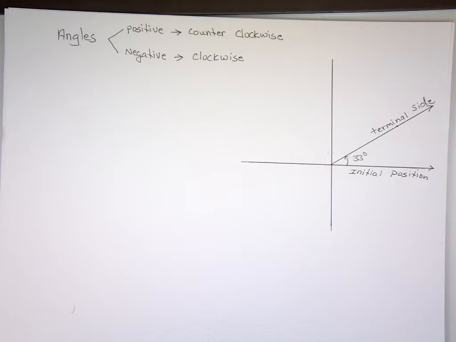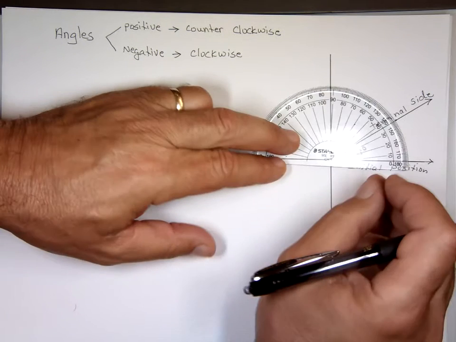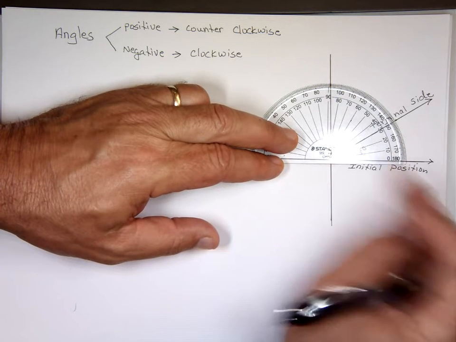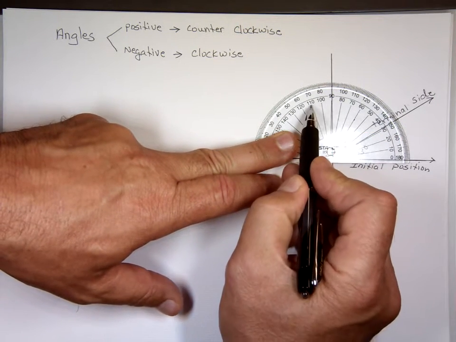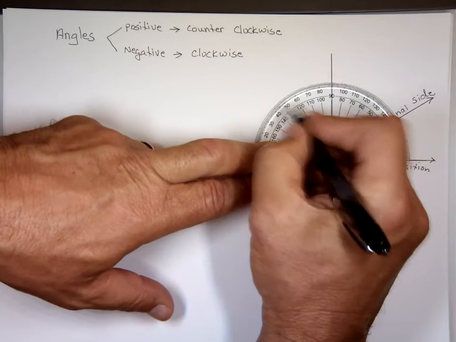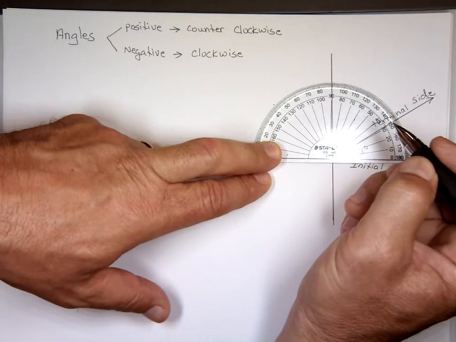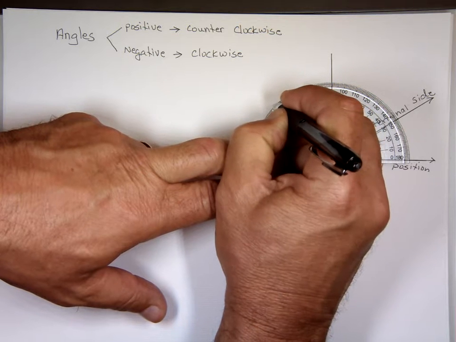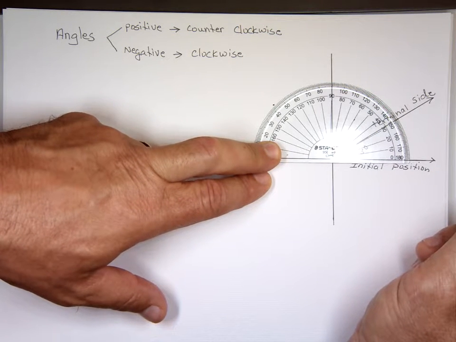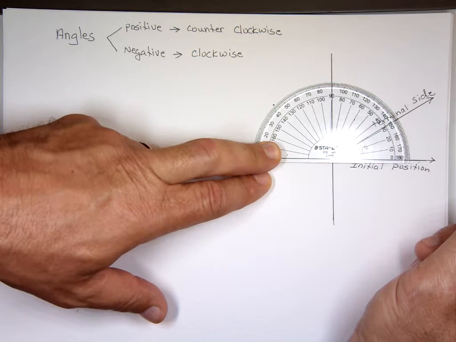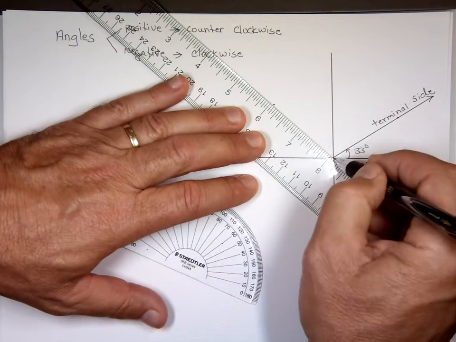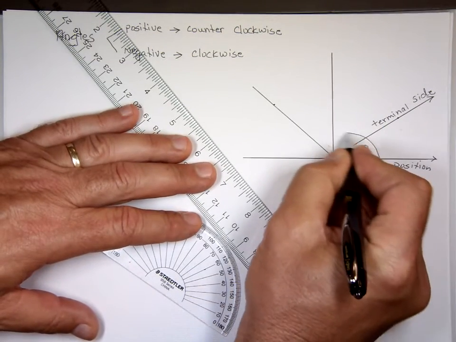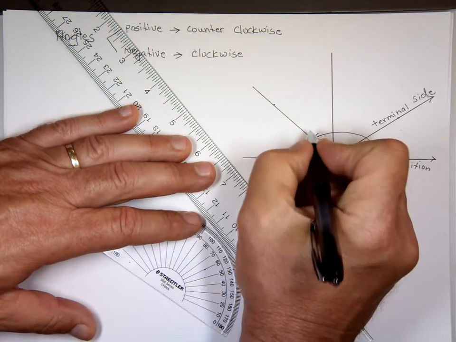So if I want to graph angle 137, I'll take my protractor and lay it over that. This is the 0. There's the 90 degrees. This is the 100, 110, 120, 130, and 137 is somewhere here. A little bit more than 135. Right here. And again, this angle here, you measure from that initial side, that's positive 137 degrees.